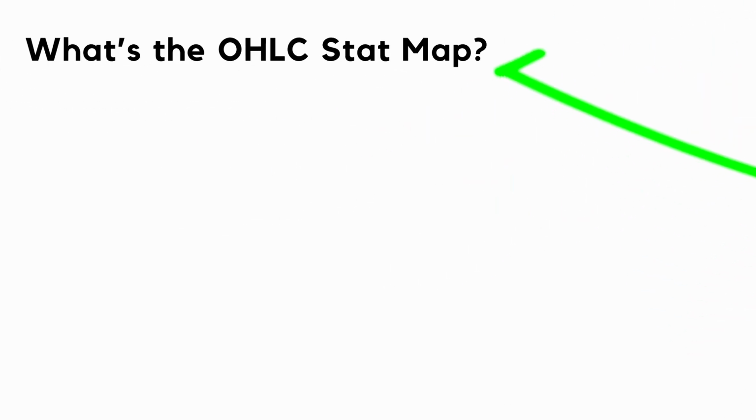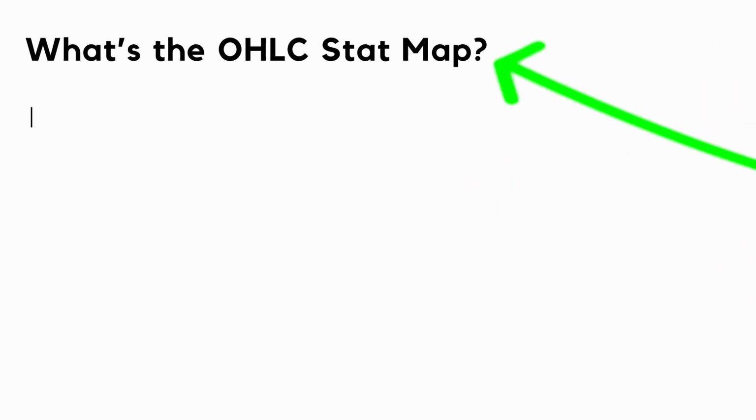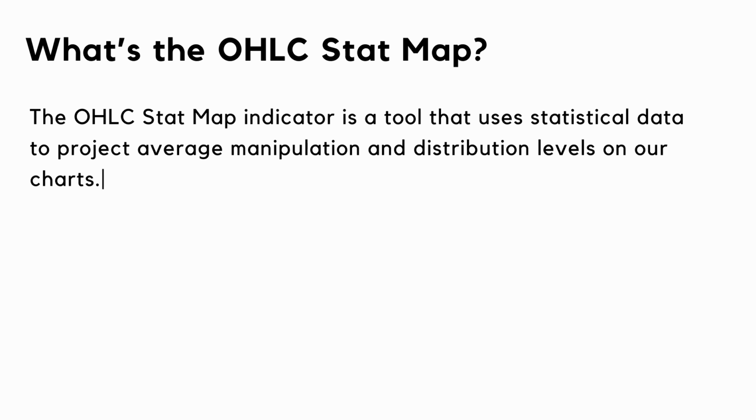Now, we are going to talk about the StatMap indicator. The Open High-Low Close StatMap indicator is a tool that uses statistical data to project average manipulation and distribution levels on our charts. With that information, we can use these levels as potential reversal zones, where we can start looking for opportunities to engage with the market. Let's see how this works.